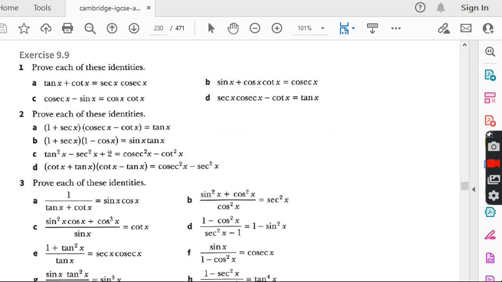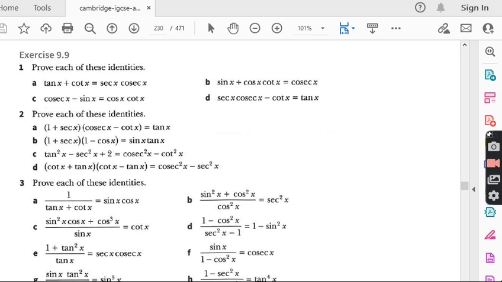Students, in last lecture we finished exercise 9.8 and the topic of that exercise was solving trigonometric equations related to further trigonometric functions. There are three further trigonometric functions. One is cosec, which is the reciprocal of sine. The second was sec, which is the reciprocal of cos. And the third was cot, that is the reciprocal of tan.